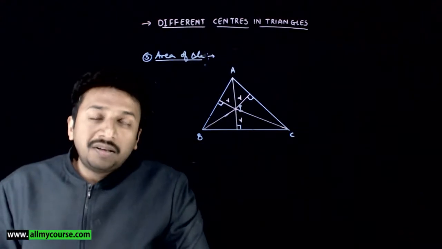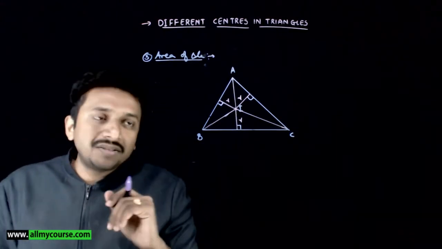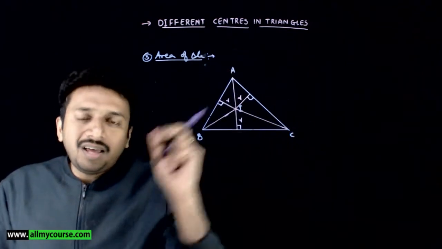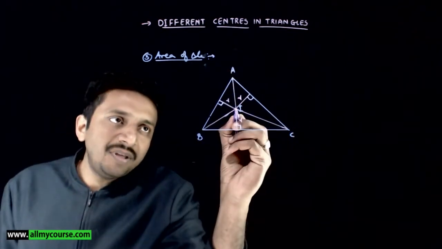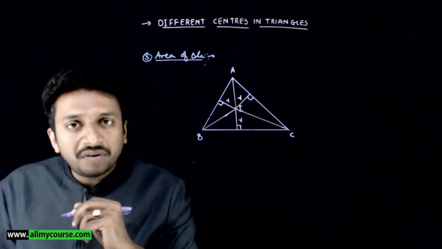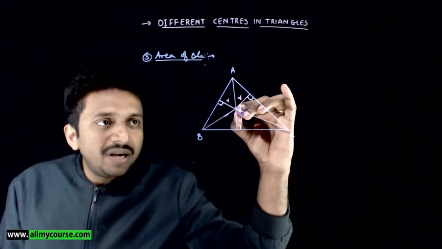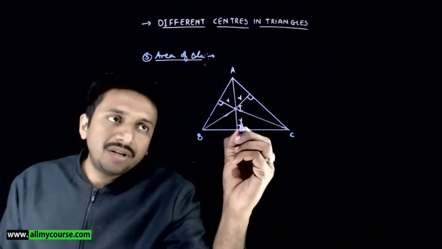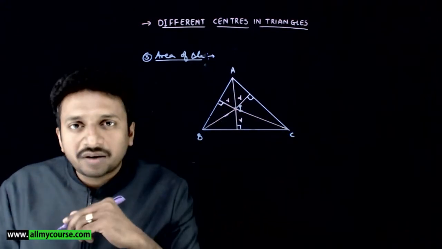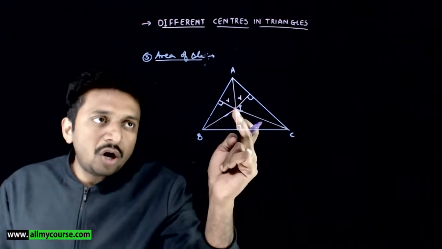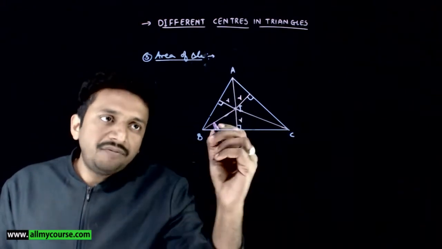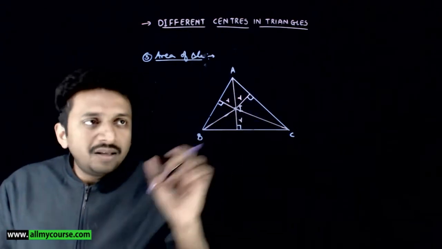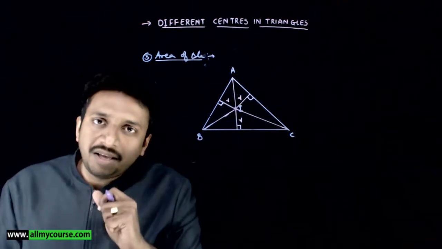So in the next property, let us see how the area of the triangle is related to the inradius. So now if you take ABC as the triangle, let I be the incenter. We have already seen that the perpendicular distance of I from all the three sides will be equal, the radius of the incircle, smaller r. So if you draw the perpendiculars and join the three vertices with the incenter, BI, AI and CI.